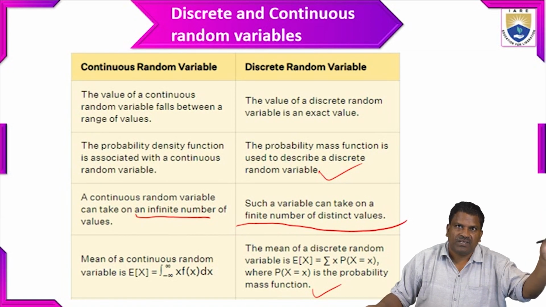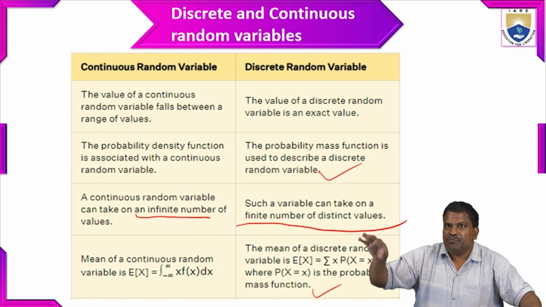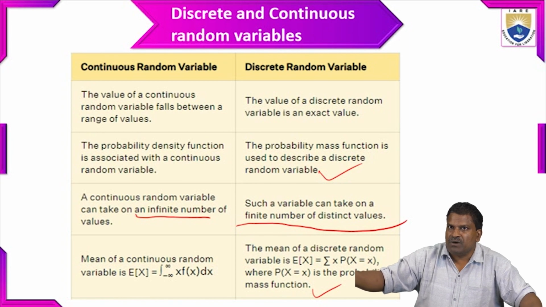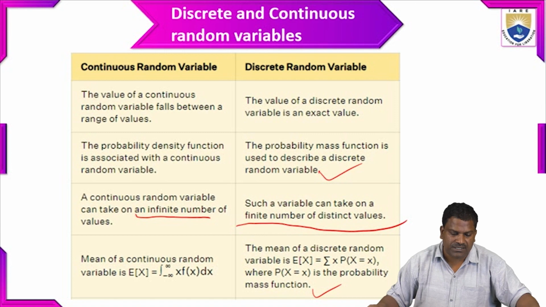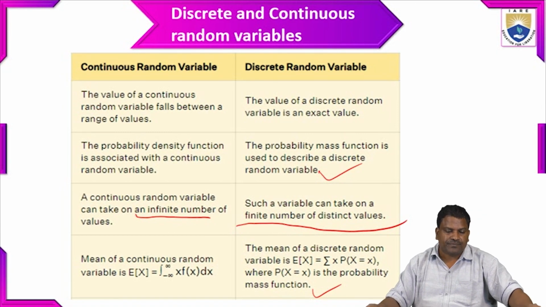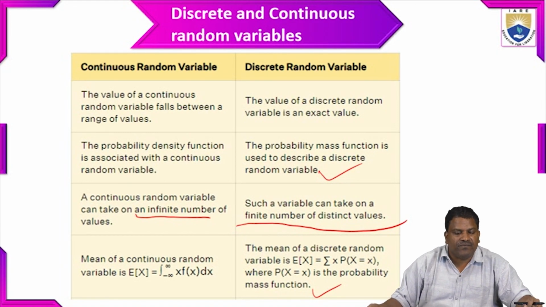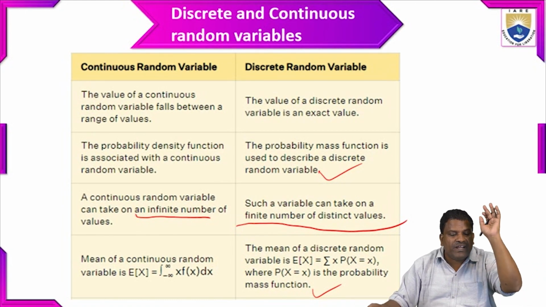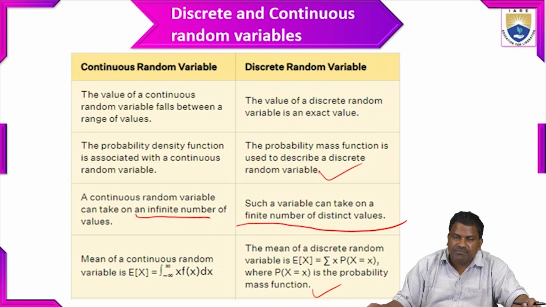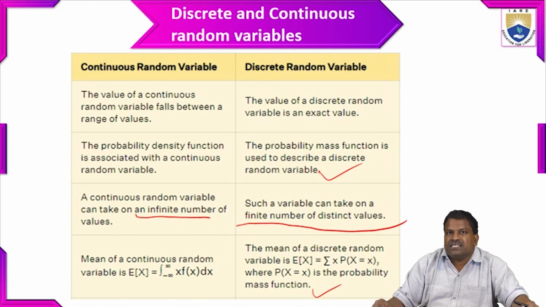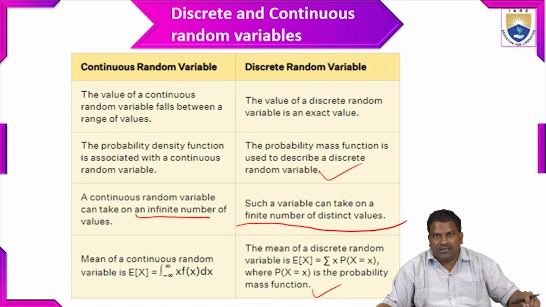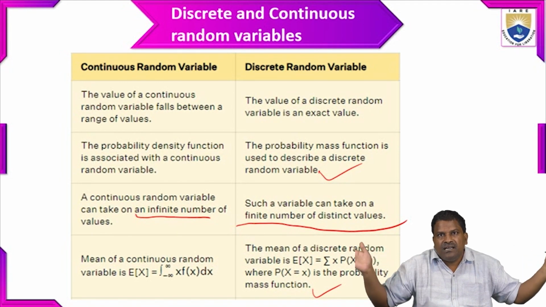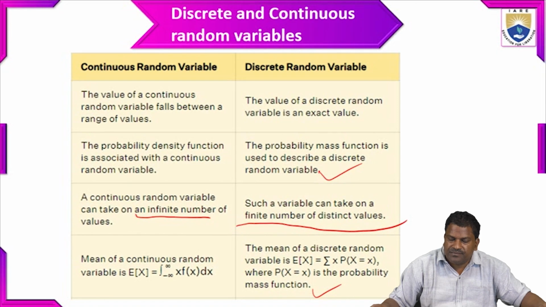PDF in continuous random variable. PMF, probability mass function in discrete random variable. That is the difference. Now let us see, a continuous random variable can take on an infinite number of values because it is lying in an interval. It is lying in a range. That's why it takes an infinite number of values.